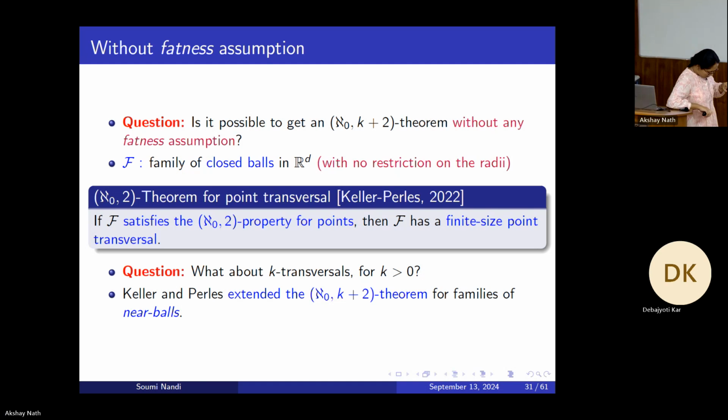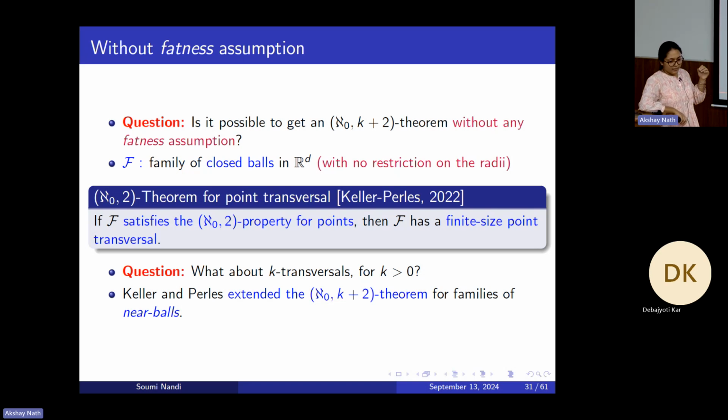That means, in R^d, we have an infinite family of closed balls such that if I take an infinite sequence from the family, there will be at least two intersecting balls. And from there, we can conclude that there are finitely many points such that if I take any ball from that family, I will have at least one point in that ball.